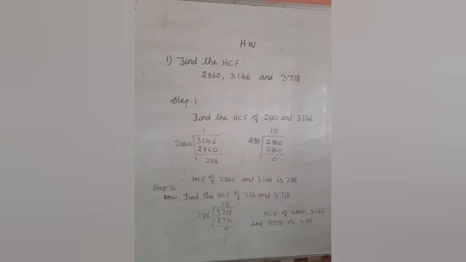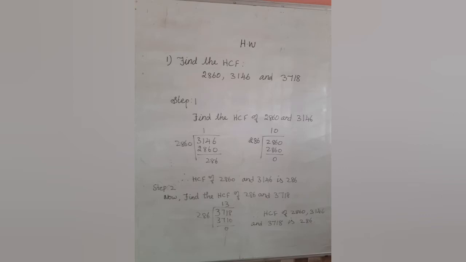Question number 1. Find the HCF of the following numbers using the long division method: 2860, 3146, 3718. Step 1. First, find the HCF of 2860 and 3146.